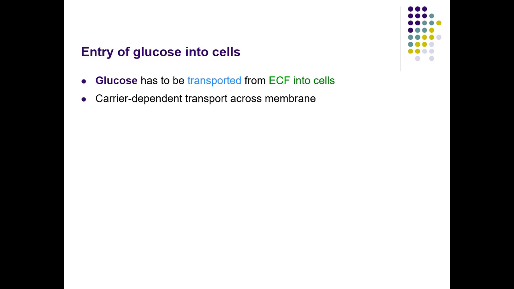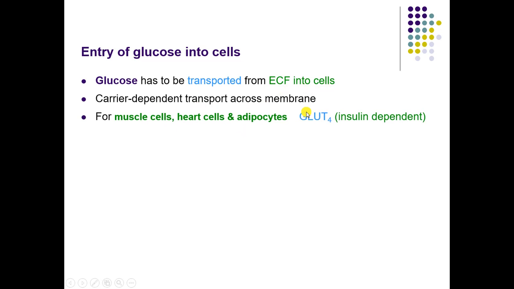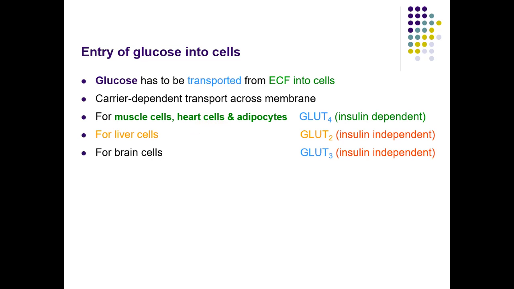How does entry of glucose occur inside the cell? Every cell and tissue needs energy, and that energy is received in the form of glucose. So glucose has to be transported from the extracellular fluid into the cells, through carrier-dependent transport across membranes. For muscle cells, heart cells and adipocytes, the transport is insulin dependent. For liver cells, GLUT is insulin independent, while for brain cells and RBCs it is also insulin independent.